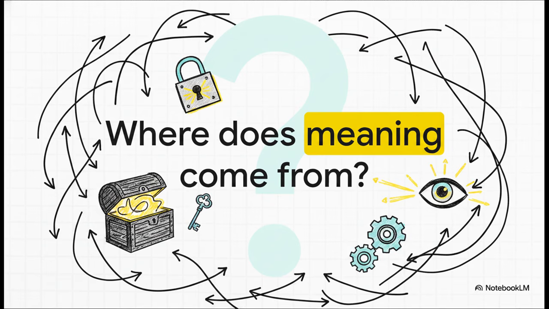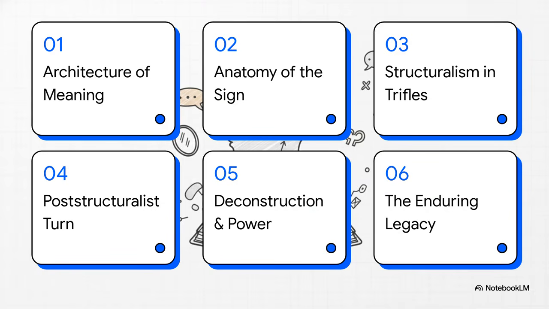How we answer this one specific question fundamentally changes how we analyze texts, how we view society, and really how we understand reality itself. Here is our roadmap for today. Number 1, the architecture of meaning. Number 2, anatomy of the sign. Number 3, applying structuralism to trifles. 4, the post-structuralist turn. 5, deconstruction, power and authors. And finally, number 6, the enduring legacy.